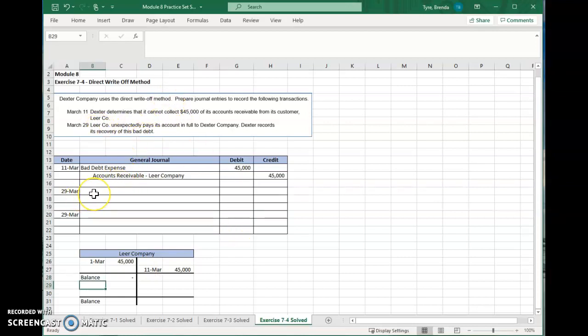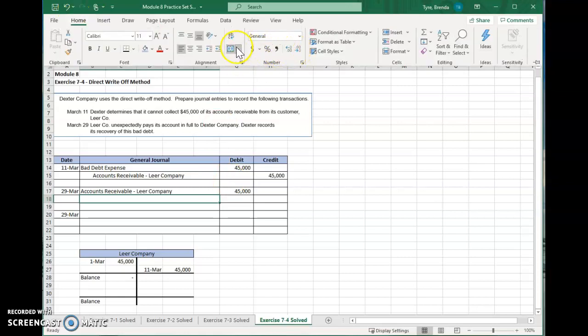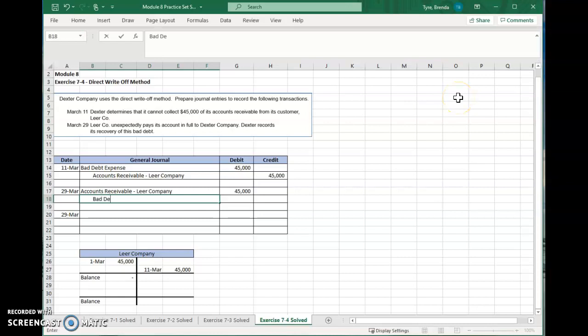Now, on the 29th, they paid it back. The first thing that we have to do, as we discussed, is to put it back into our accounts receivable. And they repaid the full $45,000. If they had not, we would put whatever they repaid back in accounts receivable. We wouldn't put the full amount back in. And now we're going to credit bad debt expense $45,000.